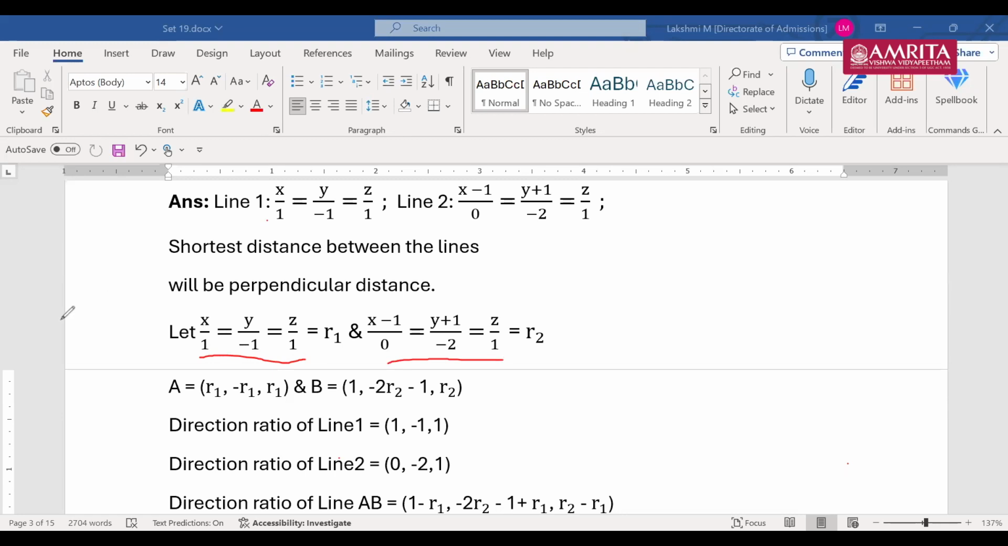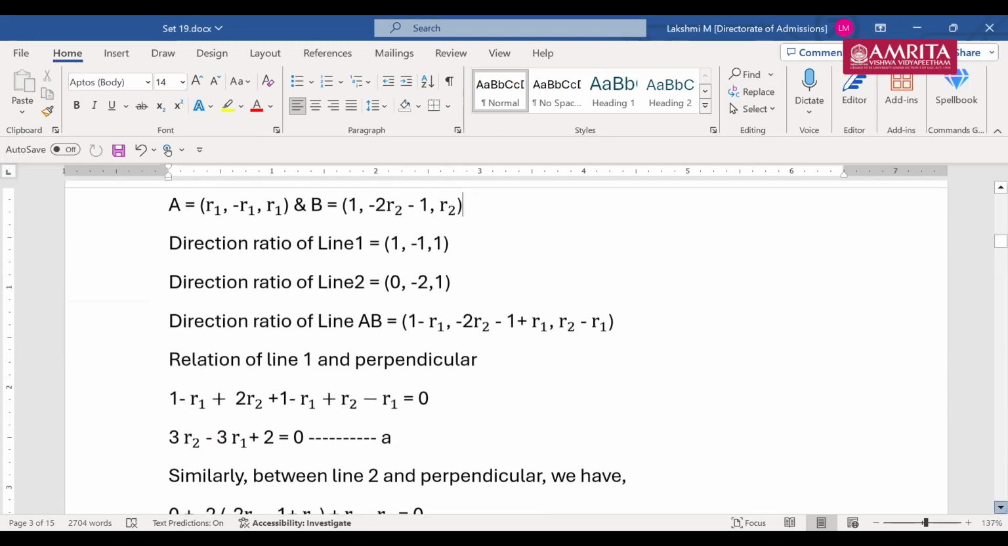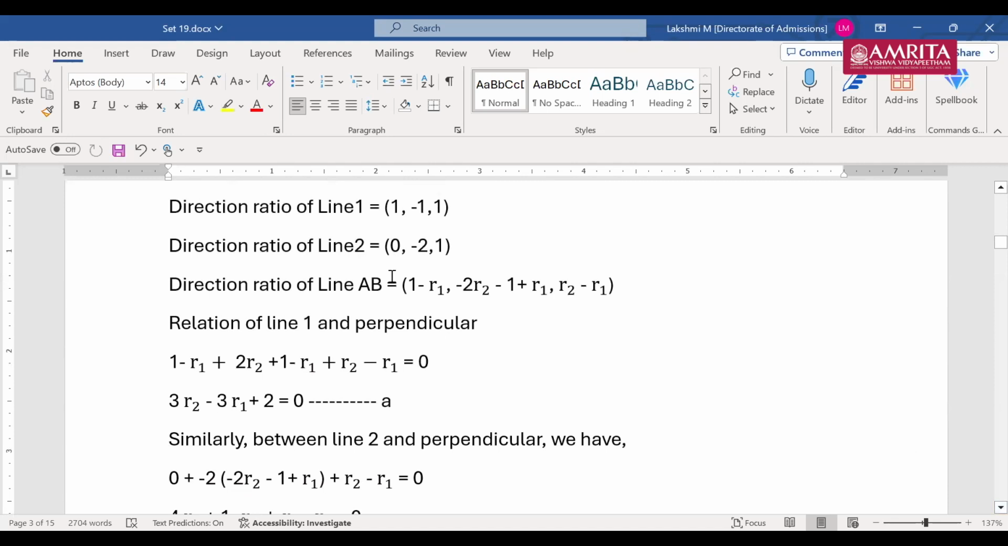So here, if you're considering the points as A and B, you'll be able to find out AB. Here you have these two points, right? So 1 minus R1, minus 2R2 minus 1 plus R1, R2 minus R1. So once you have this line with the coordinates AB and you have the ratios for line 1, you can just make the comparison and solve it. So with line 1 and AB, and line 2 and AB. So yes, this is line 1, this is line 2.